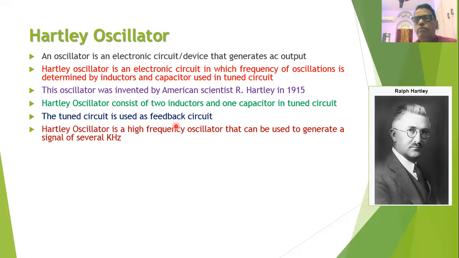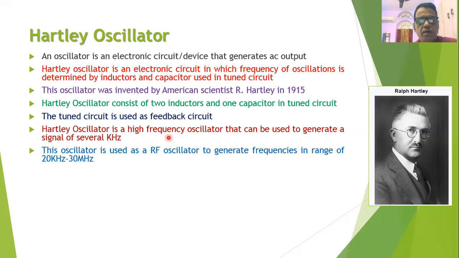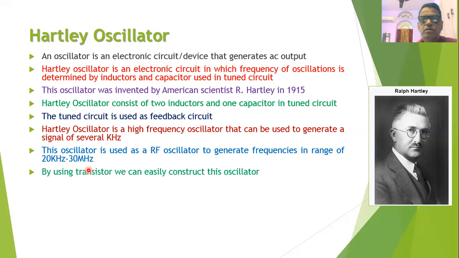Since in the feedback circuit we are making use of inductors and capacitors, and the values of inductors and capacitors are normally very low, the frequency generated by the Hartley oscillator is very high. Frequencies of several kilohertz or even megahertz can be generated using the Hartley oscillator. This oscillator is used as a radio frequency oscillator, and frequencies in the range of 20 kilohertz to 30 megahertz can be generated. It is possible to construct the Hartley oscillator using a transistor amplifier or an operational amplifier.